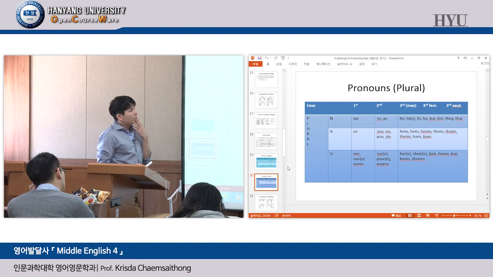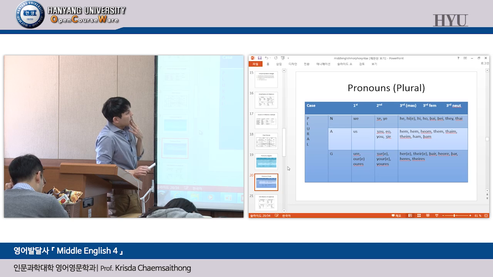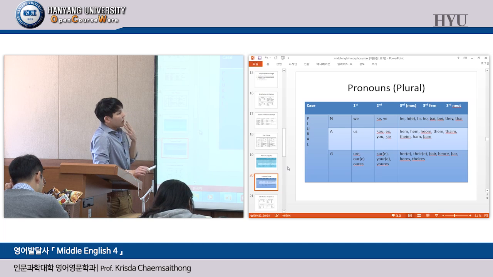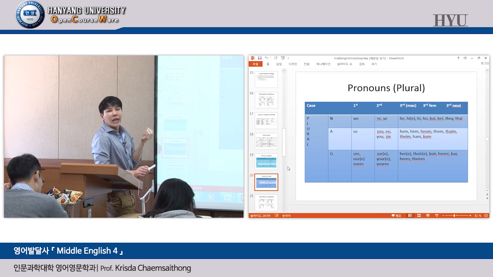The next table is the plural forms. The we, us, ure, our, that's pretty much like Old English, right? And the second person plural, if you remember, that's when you have you all or you guys, like that. So this is pretty much like Old English, but with the spelling of Y instead of the yo, right? So you might see two forms together, Y or the yo.